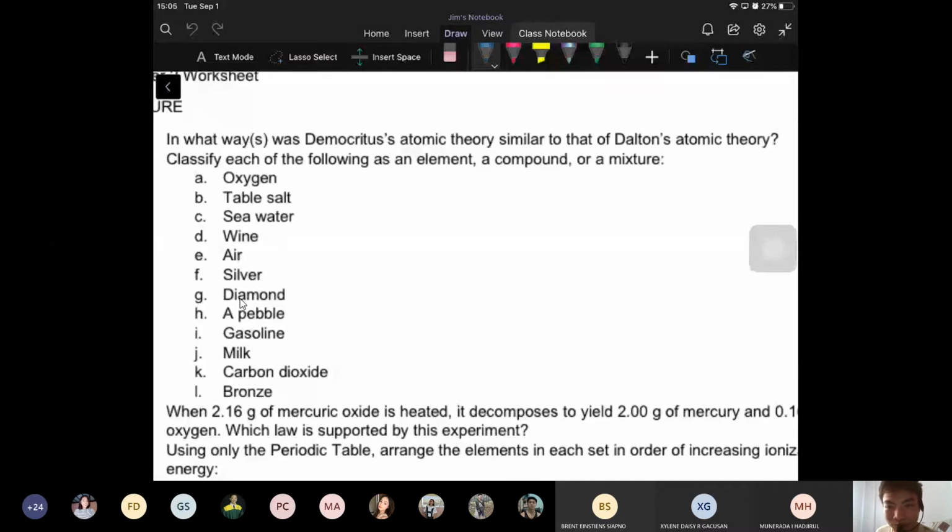Jennifer Denise. Sige, so Paulo na lang. Paulo: Compound po, sir. Sige. Ano pa kaya? May chat pala. Teka lang. Jennifer, message mo na lang. What's your guess for diamond? Element po. Okay, so the answer is element.